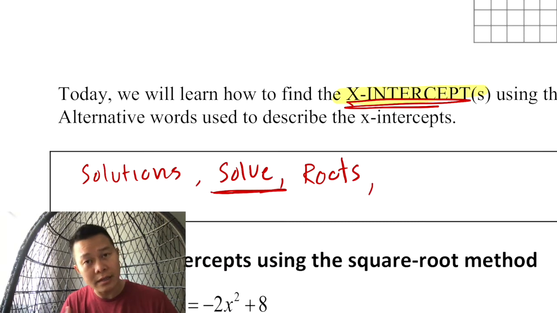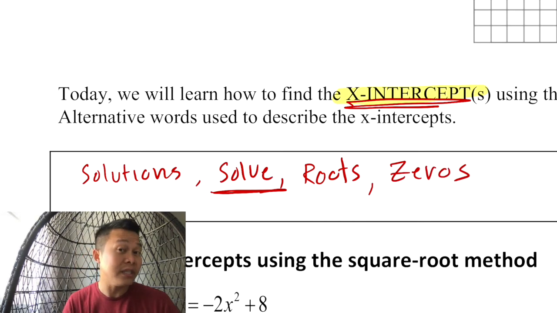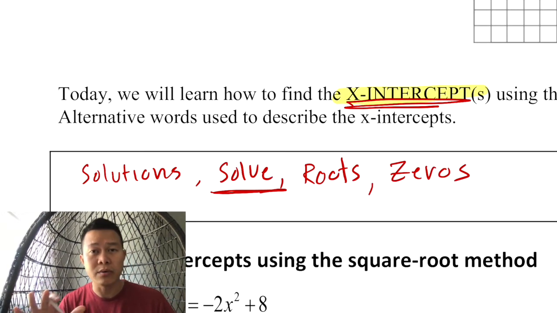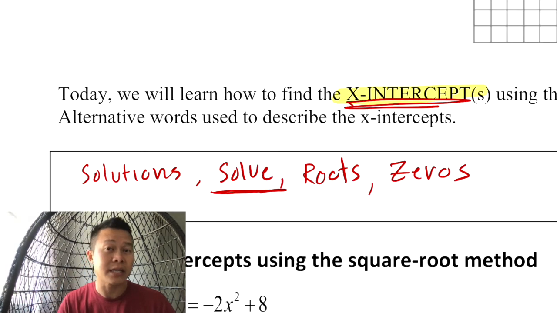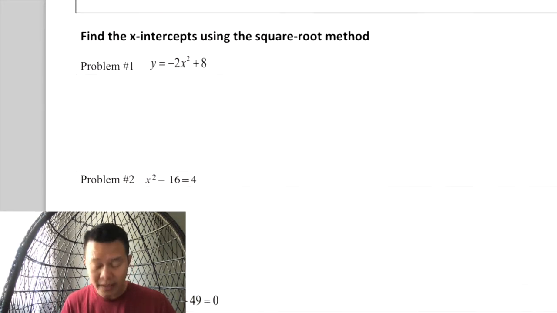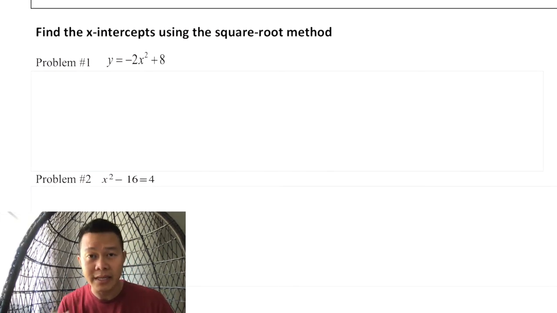The most common word you're going to see is solving. Another one that's out there is the word zeros. They're looking for the zeros of the function, the x value that makes the y value 0. So there are 4 different words that all mean the x-intercept. The main goal for today is how do we find the x-intercepts without graphing.